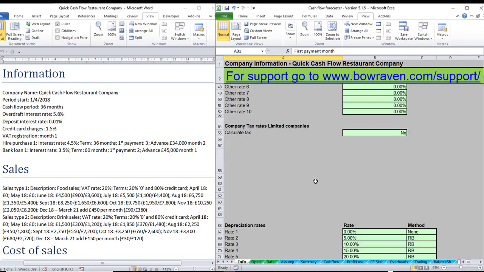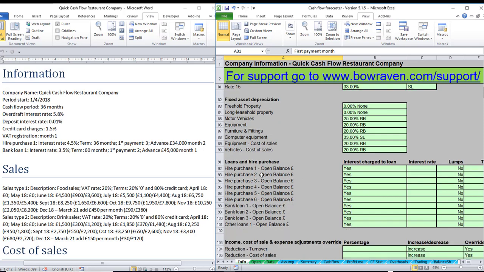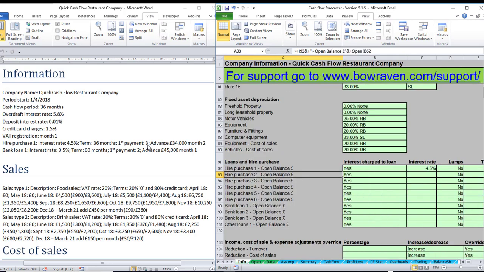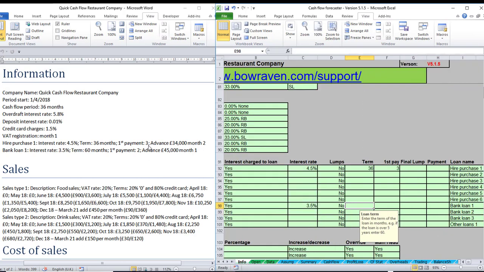The next piece of information is putting in some details of loans. So I have hire purchase 1, and the interest rate in this case is 4.5%. The term of the loan is 36 months, and the first payment is month 3. Before I put in the amounts, I'm just going to go down to bank loan 1, and the rate in this case is 3.5%, and the term is 60 months, and the first payment is month 2.